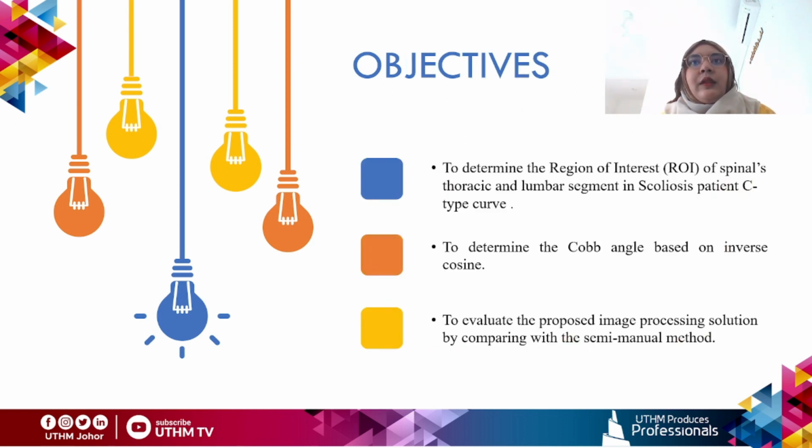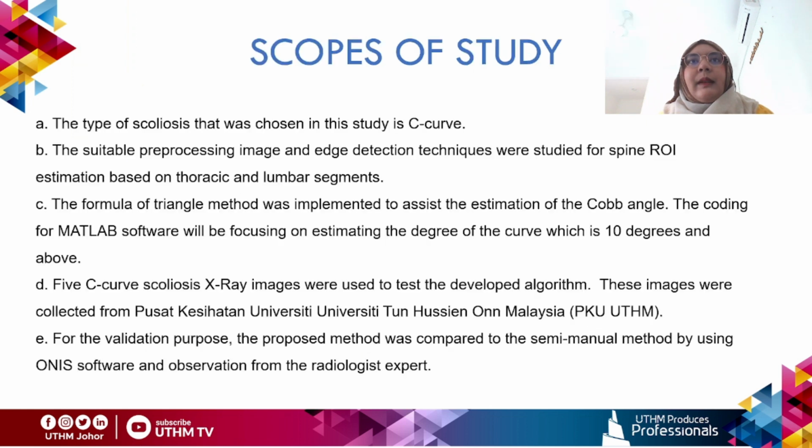The objectives of this project are to determine the region of interest, which is ROI, of the spine, thoracic and lumbar segment in scoliosis patients with C-type curve, to determine the Cobb angle based on inverse cosine, and to evaluate the proposed image processing solution by comparing with the semi-manual method.